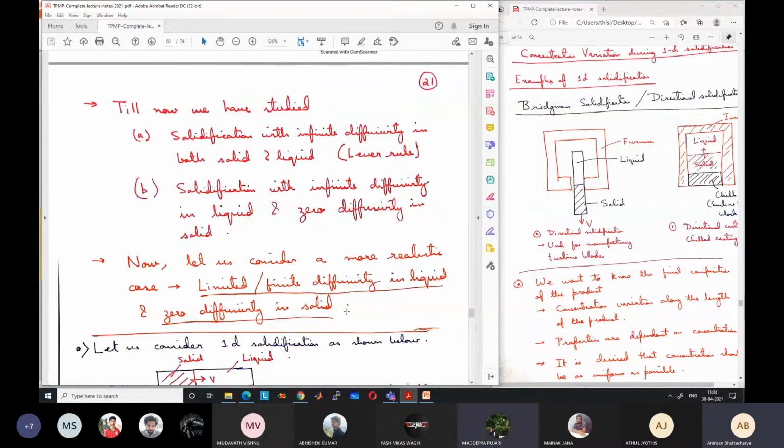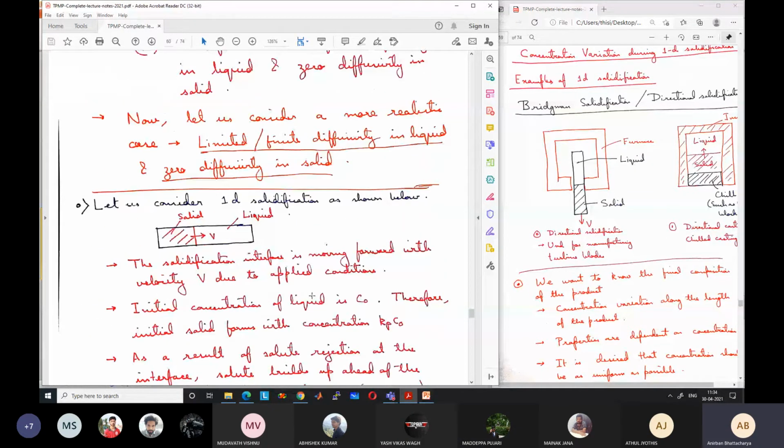So we will consider now the 1D solidification which was present here, just oriented in a different manner. On one side we have solid, on the other side we have liquid, and the interface is moving with a velocity v. Typically when Bridgman directional solidification occurs, you pull the mold with a constant velocity v, as I was saying, 10 centimeter per hour.